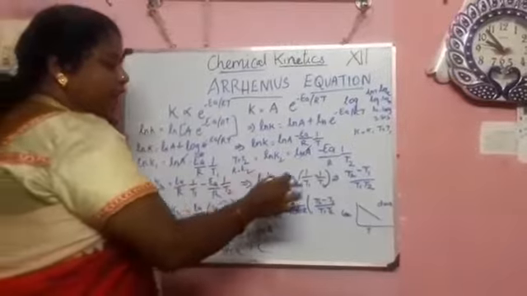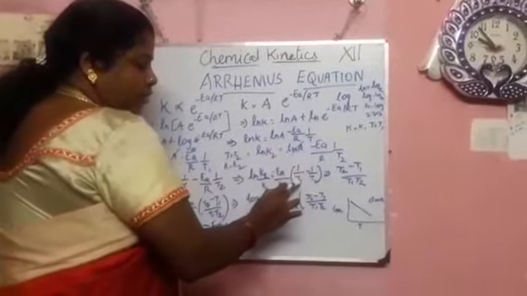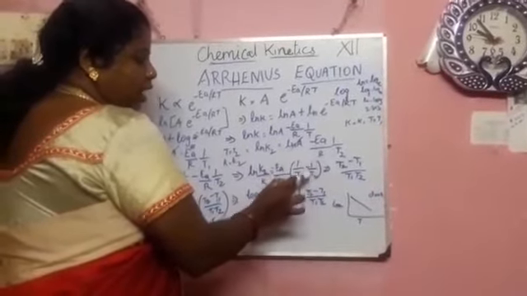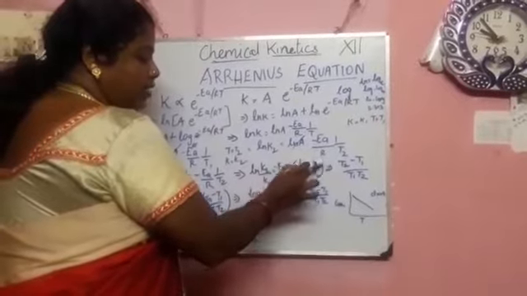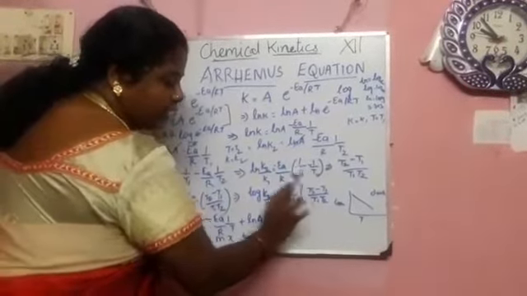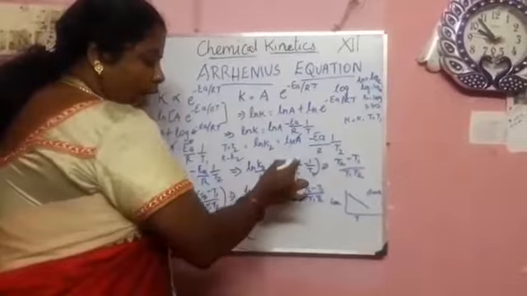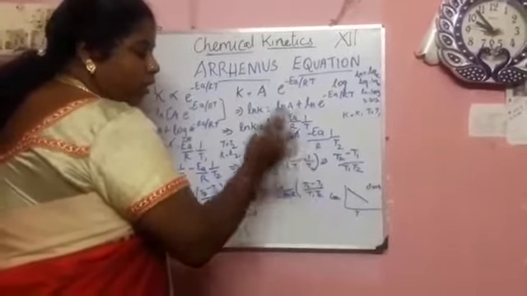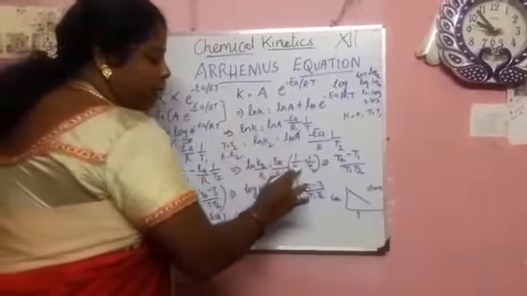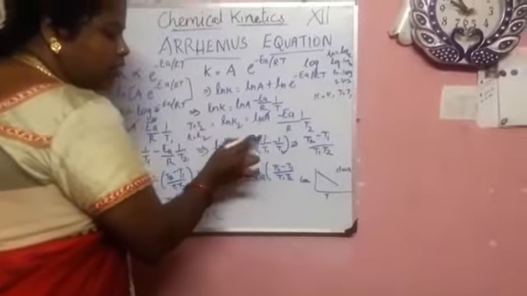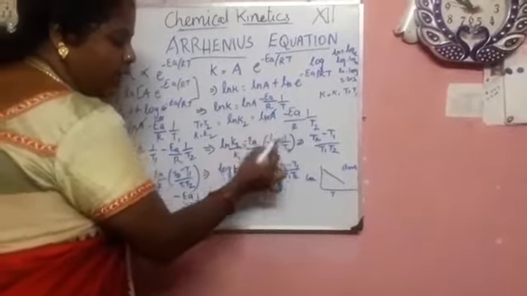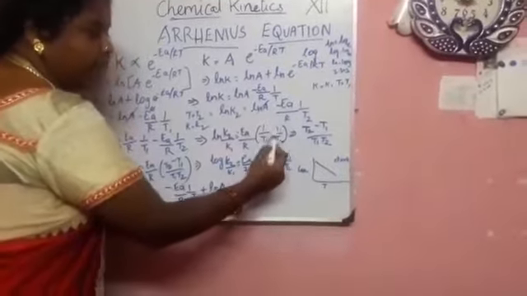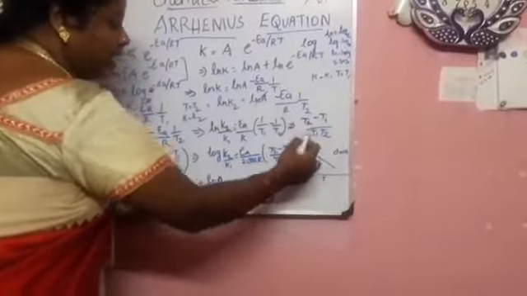Obviously, what we have to do is cross multiplication. Have you all understood? 1 by T1 minus 1 by T2: first you have to cross multiply, so T1 with T2, giving T2 minus T1, multiplied together, so T2 minus T1 by T1 T2.